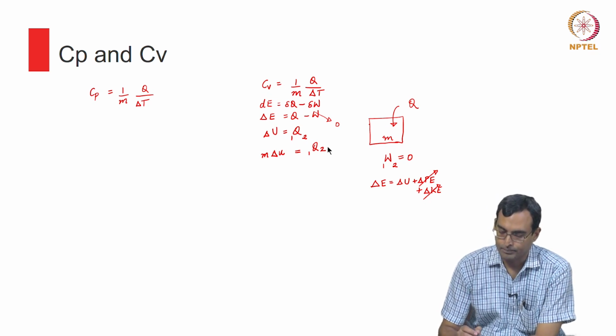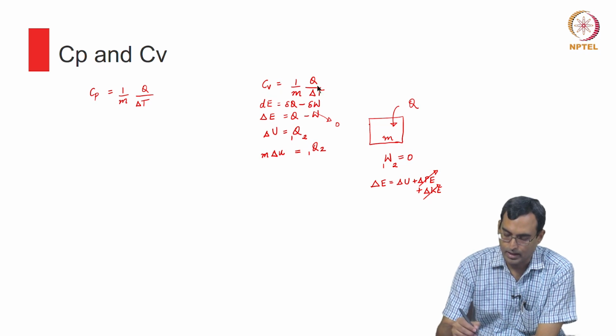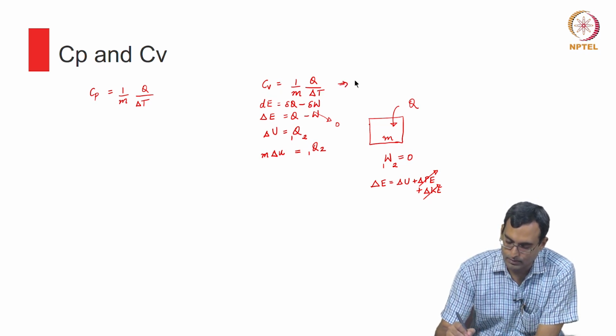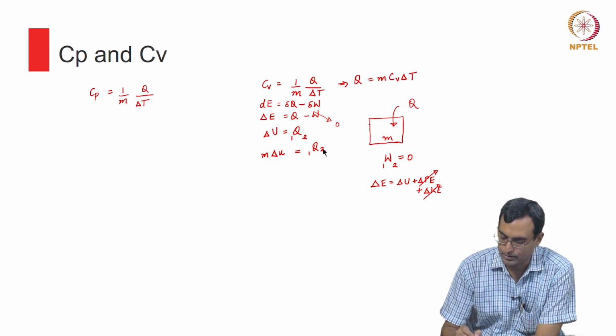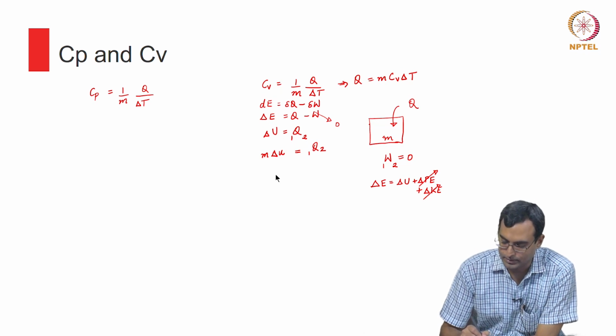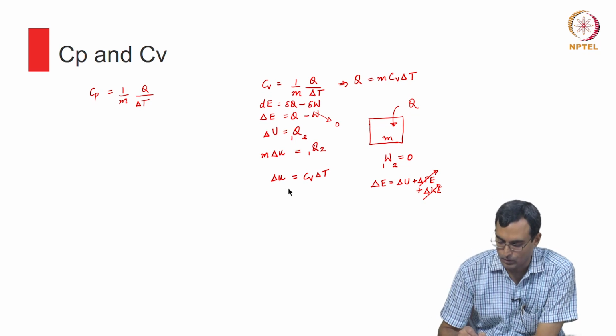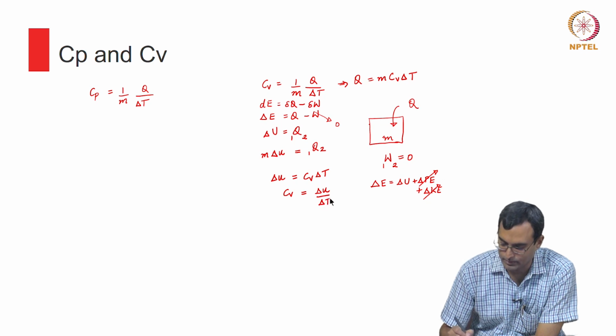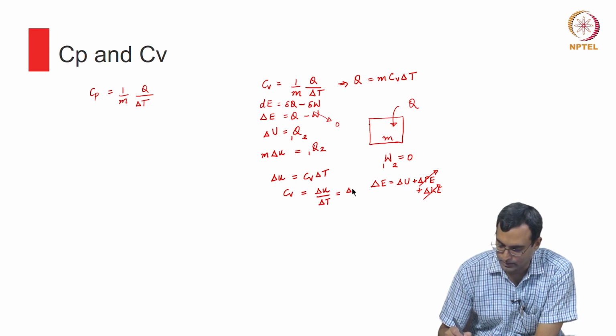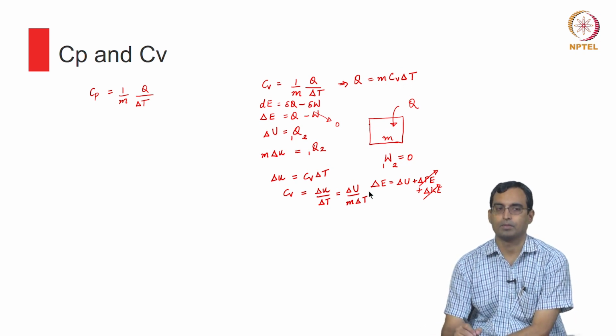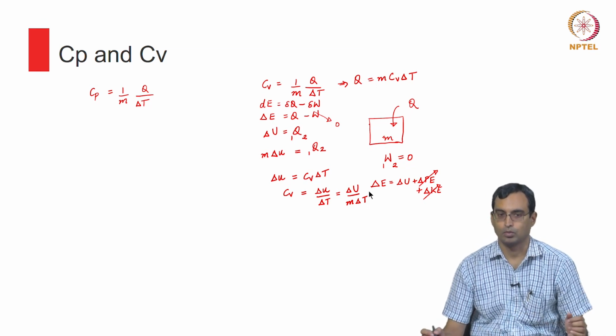So if I now compare, I have over here Q is equal to m into Cv into delta T. I have over here Q is equal to m into delta u, which means that delta u must be equal to Cv into delta T, or over here Cv is essentially delta u by delta T, which is equal to delta capital U by m delta T. So this is the expression which we get for the specific heat at constant volume.